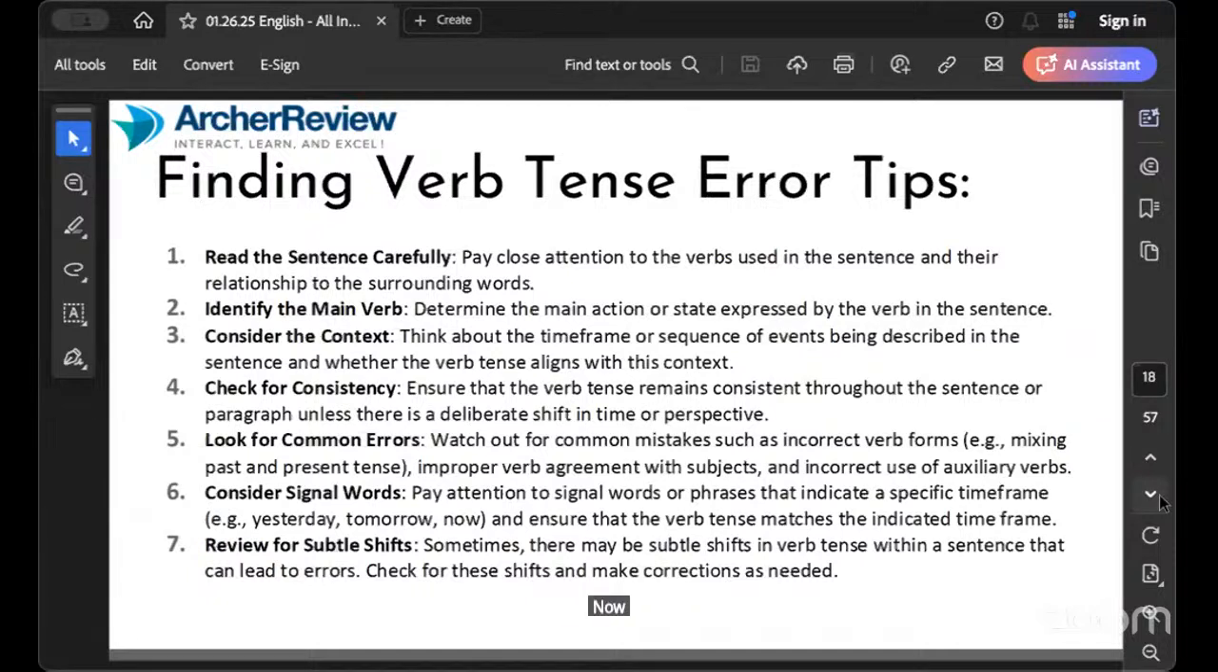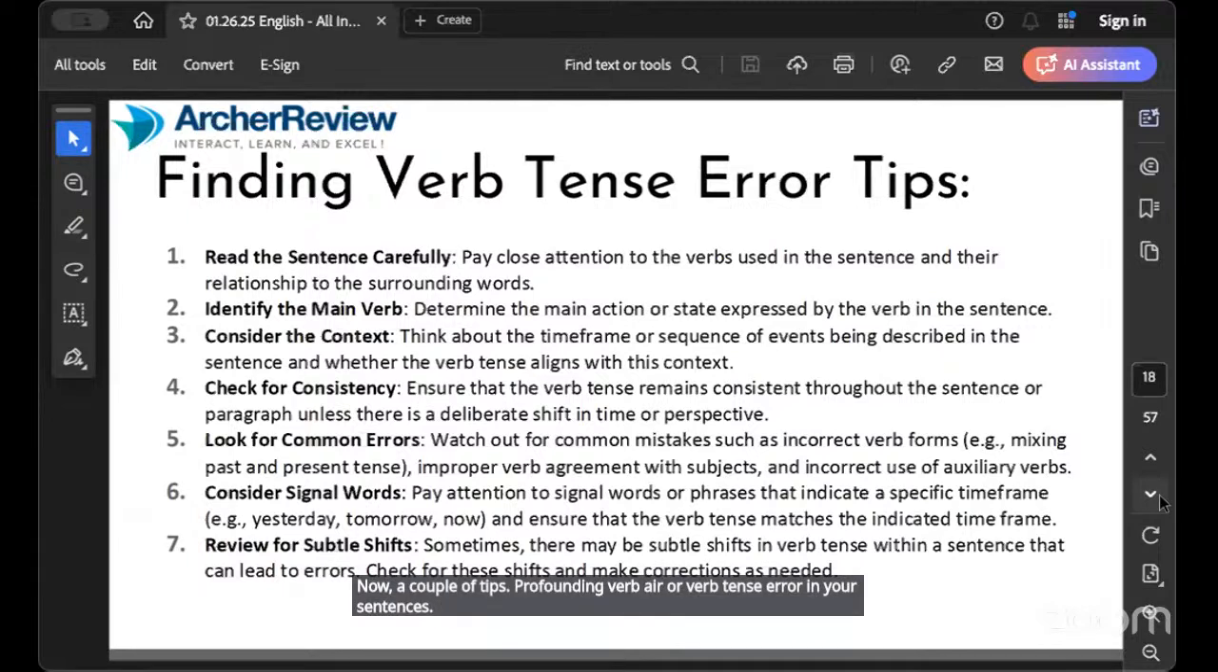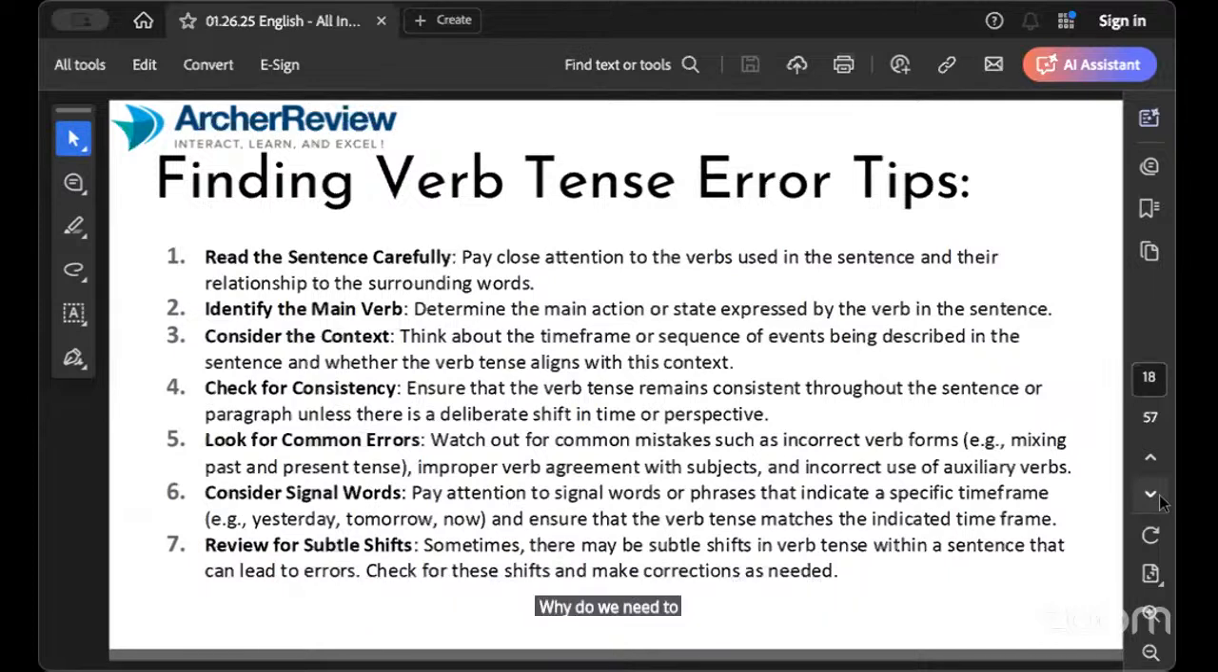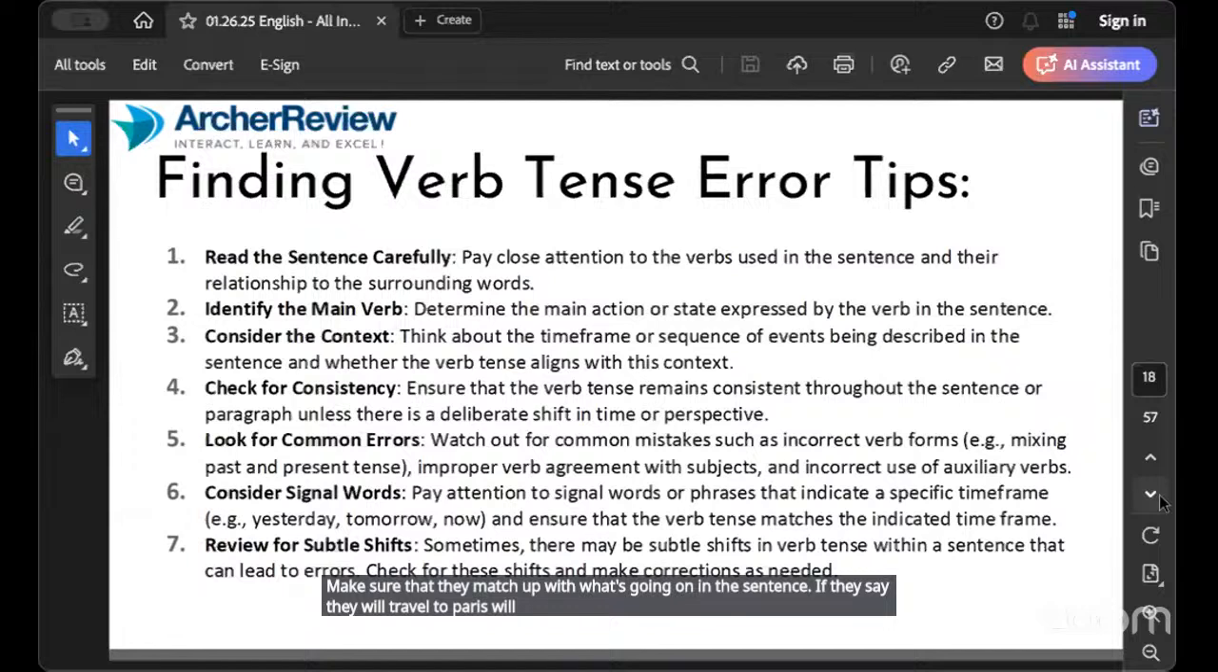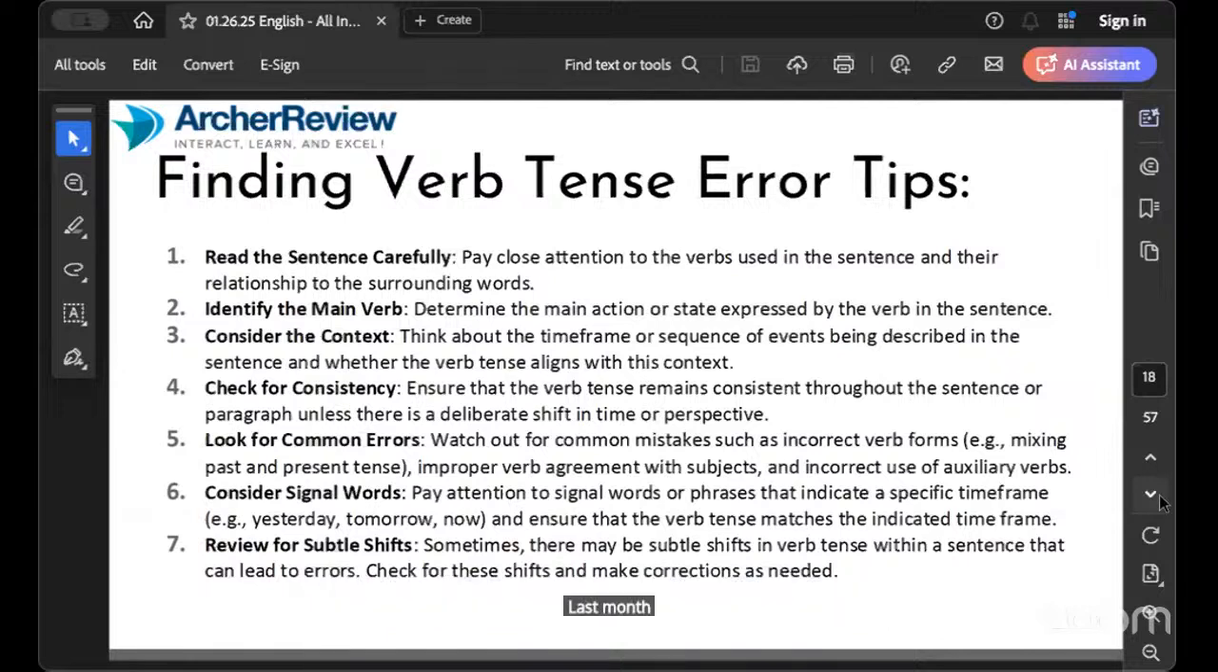Now, a couple tips for finding verb error or verb tense error in your sentences. I know it's probably very obvious, but yes, read the sentence carefully. Pay close attention to the verbs. So again, why do we need to be able to diagram sentences? Here's one reason. Find your verbs. Make sure that they match up with what's going on in the sentence. If they say they will travel to Paris next month, will travel is needed because when is it happening? Next month. You wouldn't say they will travel to Paris last month. That doesn't sound right. That doesn't fit the timeline. Go back, check it, make sure that it fits with what's being said in the sentence.